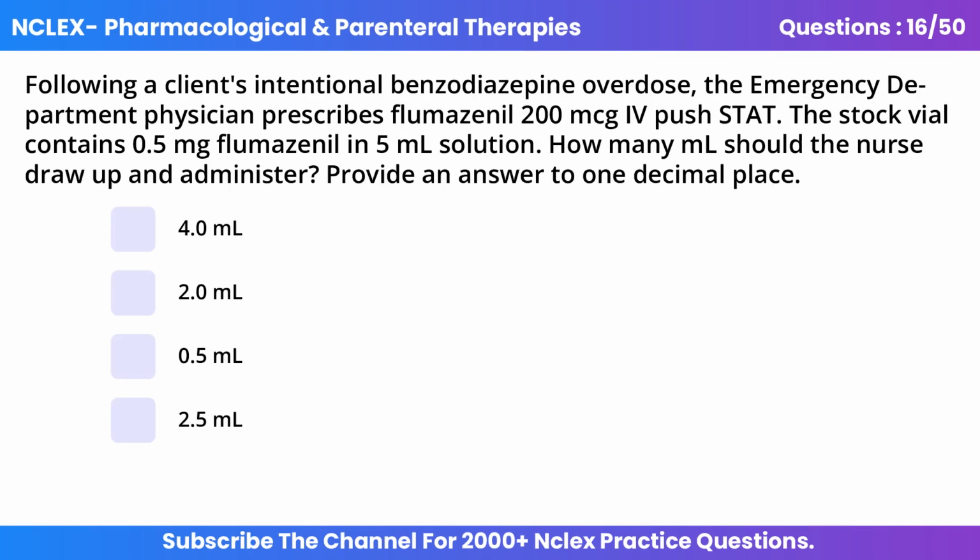Question 16. Following a client's intentional benzodiazepine overdose, the emergency department physician prescribes flumazenil 200 micrograms IV push stat. The stock vial contains 0.5 mg flumazenil in 5 ml solution. How many ml should the nurse draw up and administer? Provide an answer to 1 decimal place.